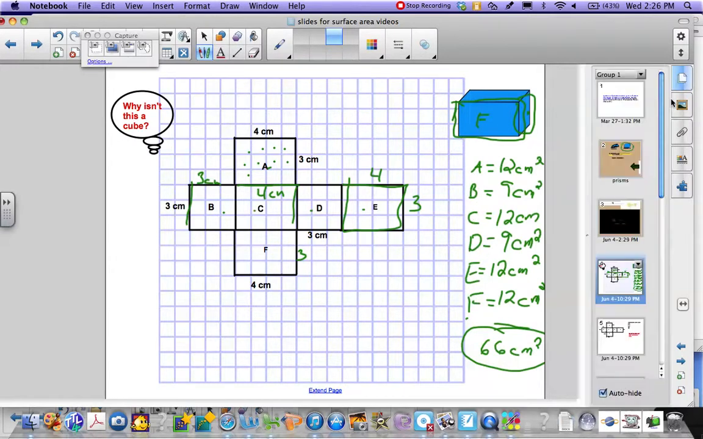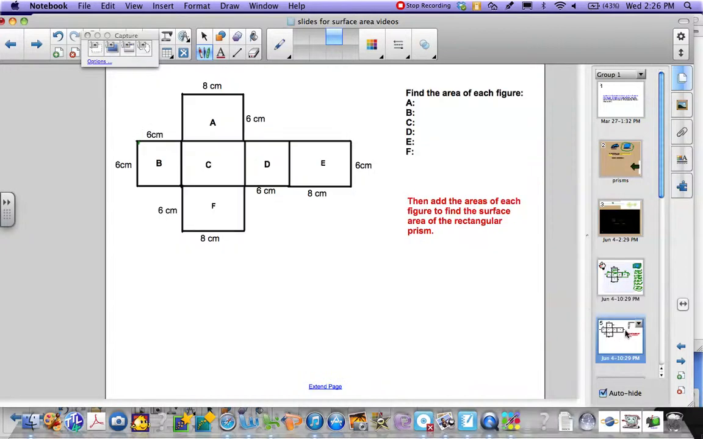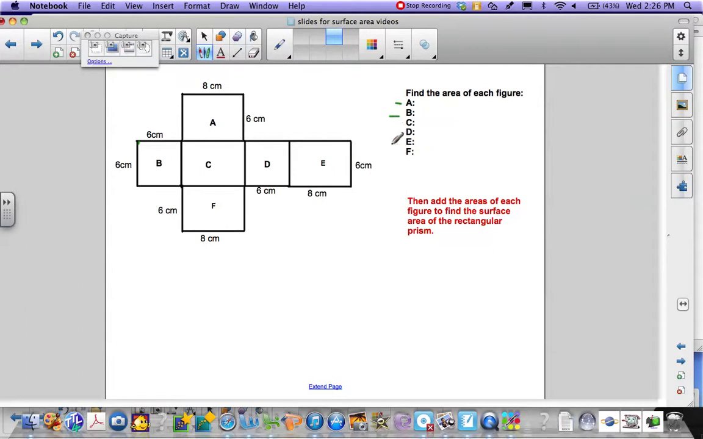Okay, so now you're going to try it. You have the net of a rectangular prism. Most of the sides have been labeled for you, but you know in rectangles that the opposite sides are the same length. So to find the surface area of this figure, find the area of A, B, C, D, E, and F, and then add them together. Check your work. Make sure your work makes sense.